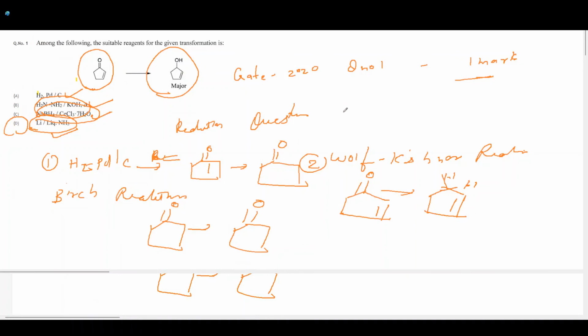So NaBH4 and CeCl3 is the correct answer. It is responsible for the reduction of these conjugated carbonyl groups to allylic alcohols. I hope you fully understood the concept.